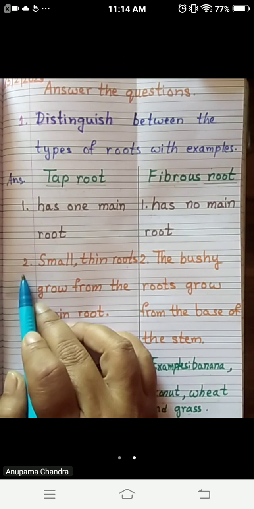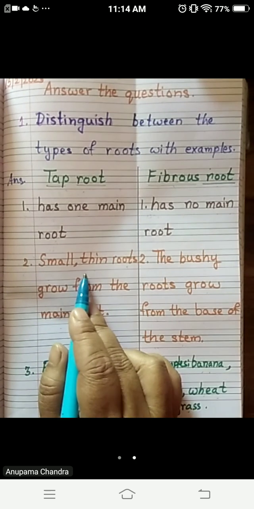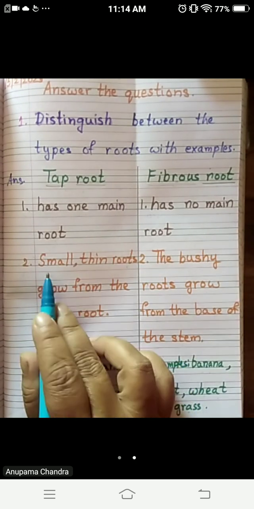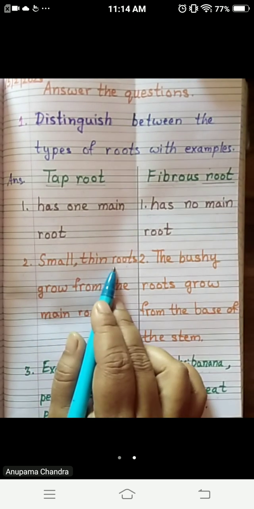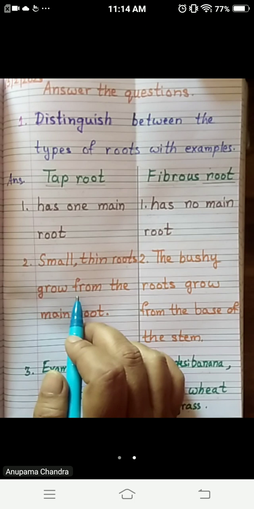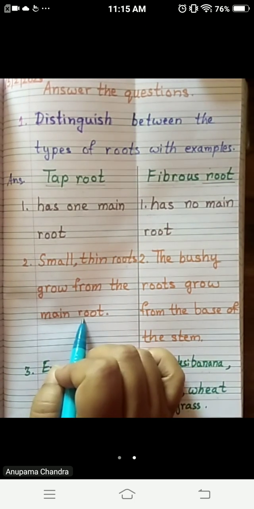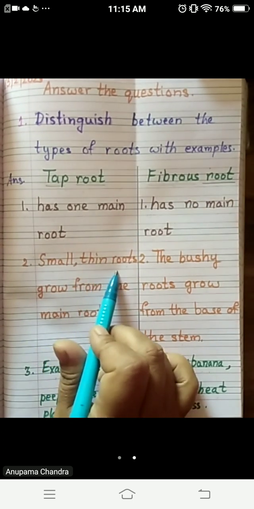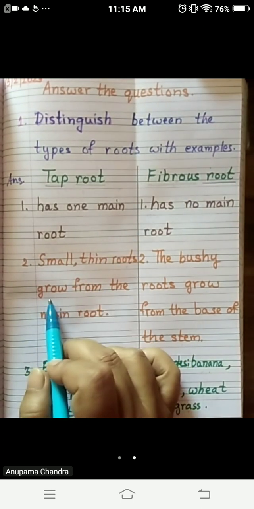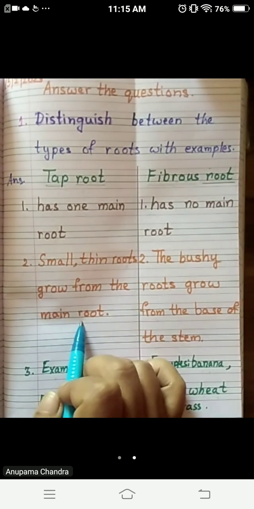Come to the second point, we will write under taproot: small thin roots grow from the main root. Write it down, children. I repeat. Small, comma, thin roots grow from the main root.